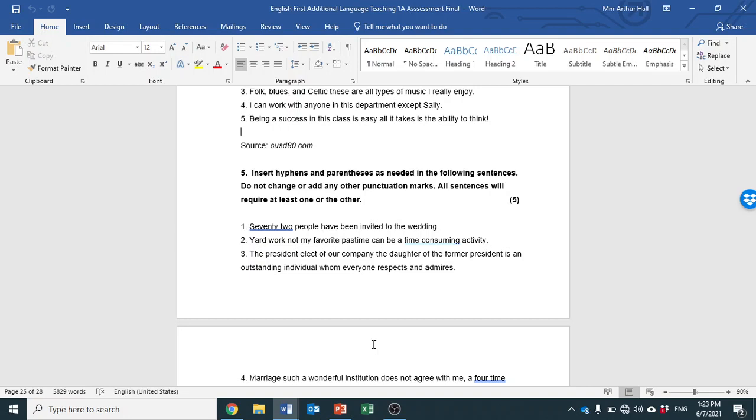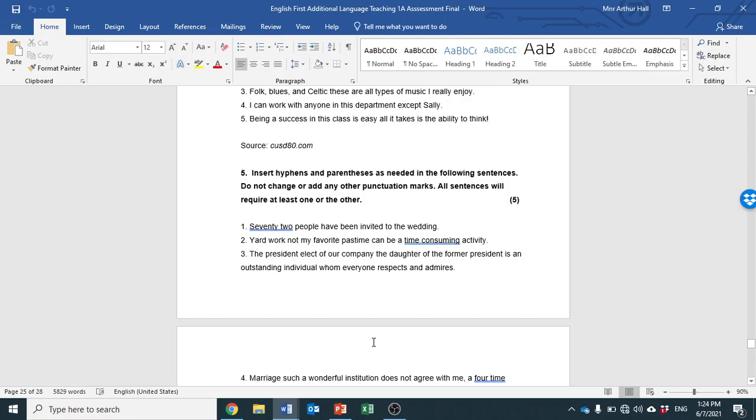Okay, so the first one there, 72 people have been invited to the wedding. I don't really think there's need for parentheses, but definitely hyphens. And then you need to put in a hyphen between 70 and 2 to show that it is one concept.